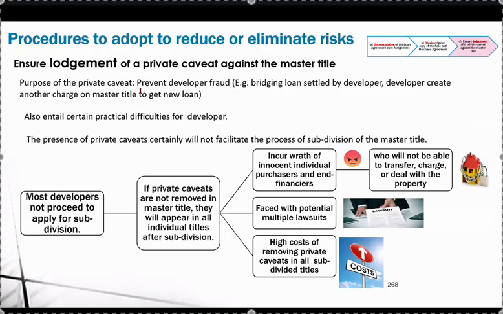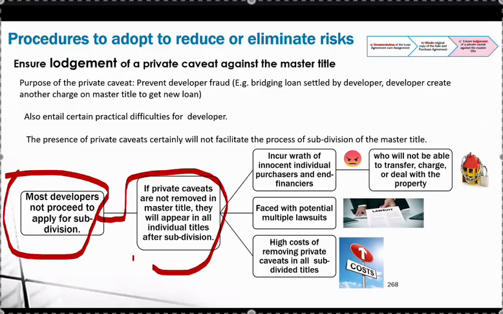And L is to lodge a private caveat. The purpose of private caveat is to prevent a developer fraud. So that will also entail practical difficulties for developer, and the presence of private caveats will not facilitate the process of subdivision for the master title. Most developers will not go for this, because if you did not take out the private caveat, the master title would appear in all the individual titles, and that will be very expensive to take out, or you face lawsuits. So that's also not good.